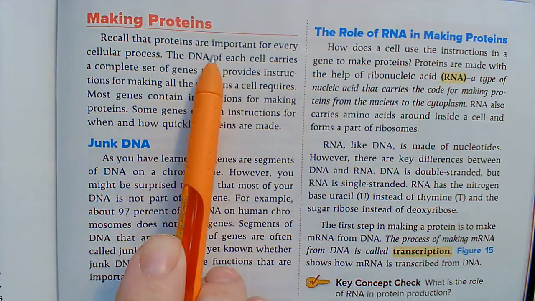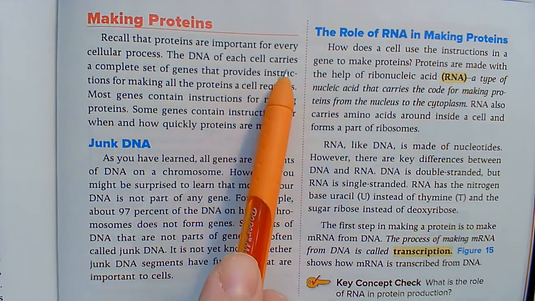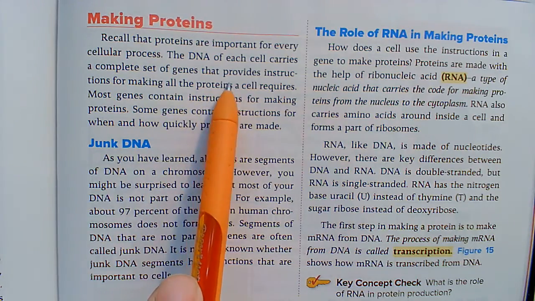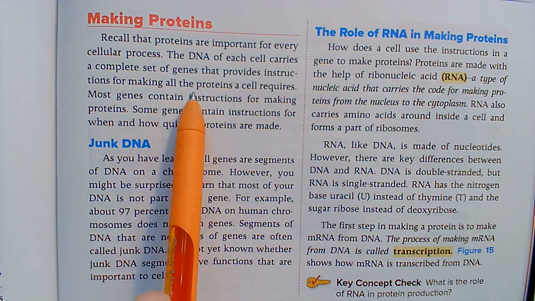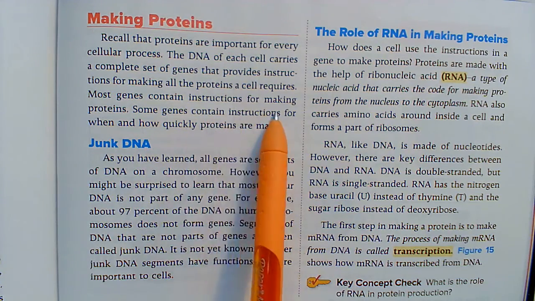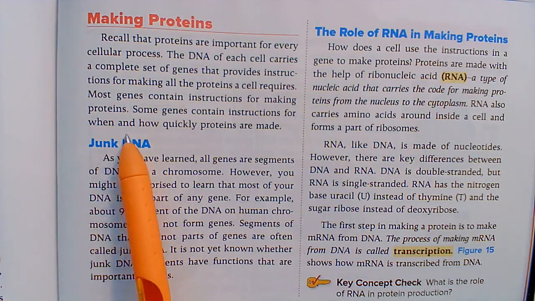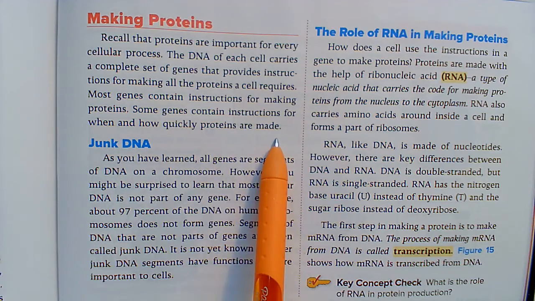So recall that proteins are important for every cellular process. The DNA of each cell carries a complete set of genes that provides instructions for making all the proteins a cell requires. Most genes contain instructions for making proteins. Some genes contain instructions for when and how quickly proteins are made.